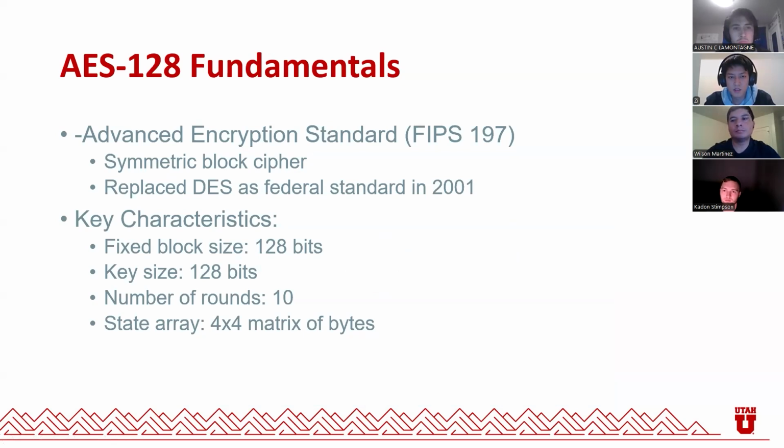The Advanced Encryption Standard is a symmetric block cipher, and it replaced DES as the federal standard in 2001. The key characteristics of our AES: it has a 128-bit fixed block size, a 128-bit key size, 10 rounds, and a 4x4 byte state array.